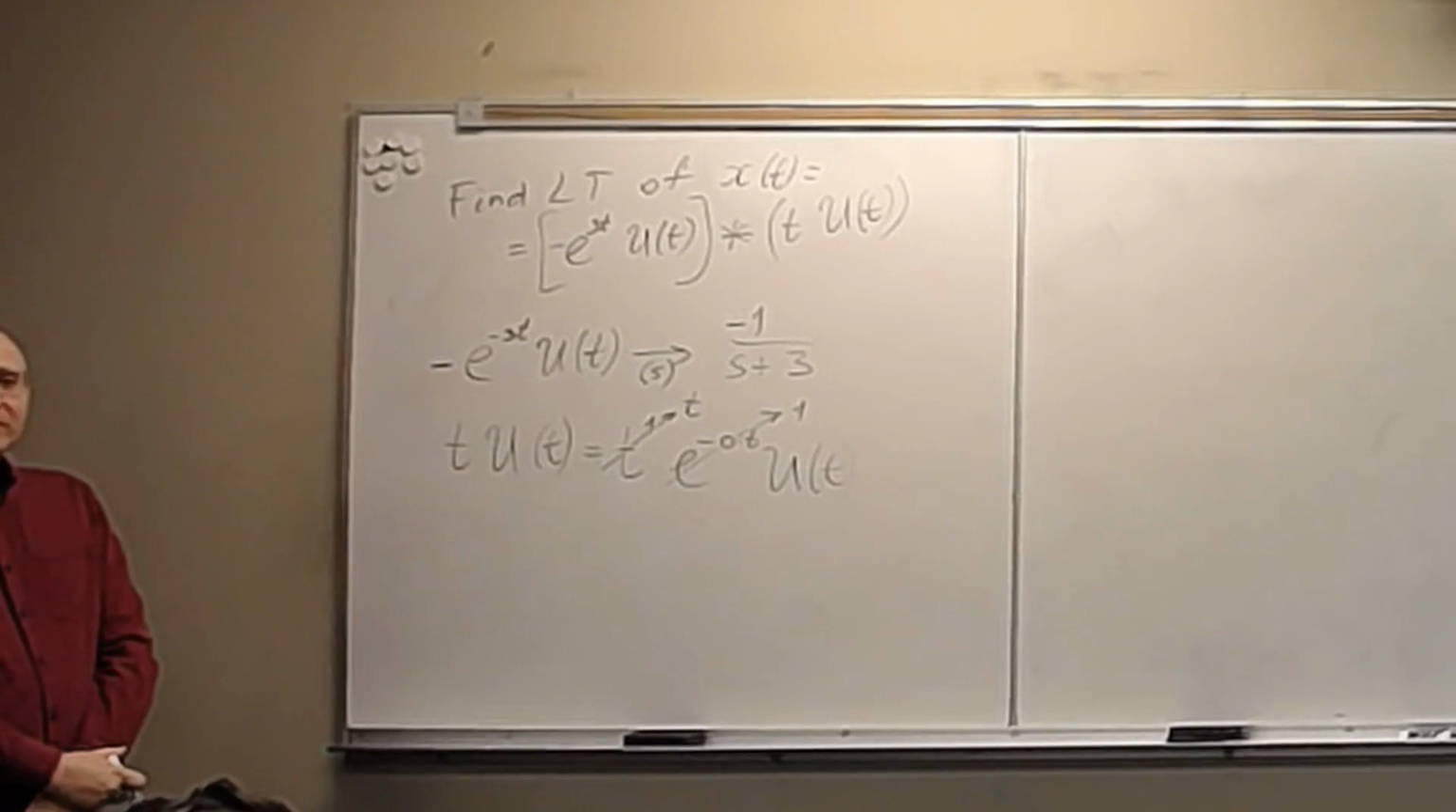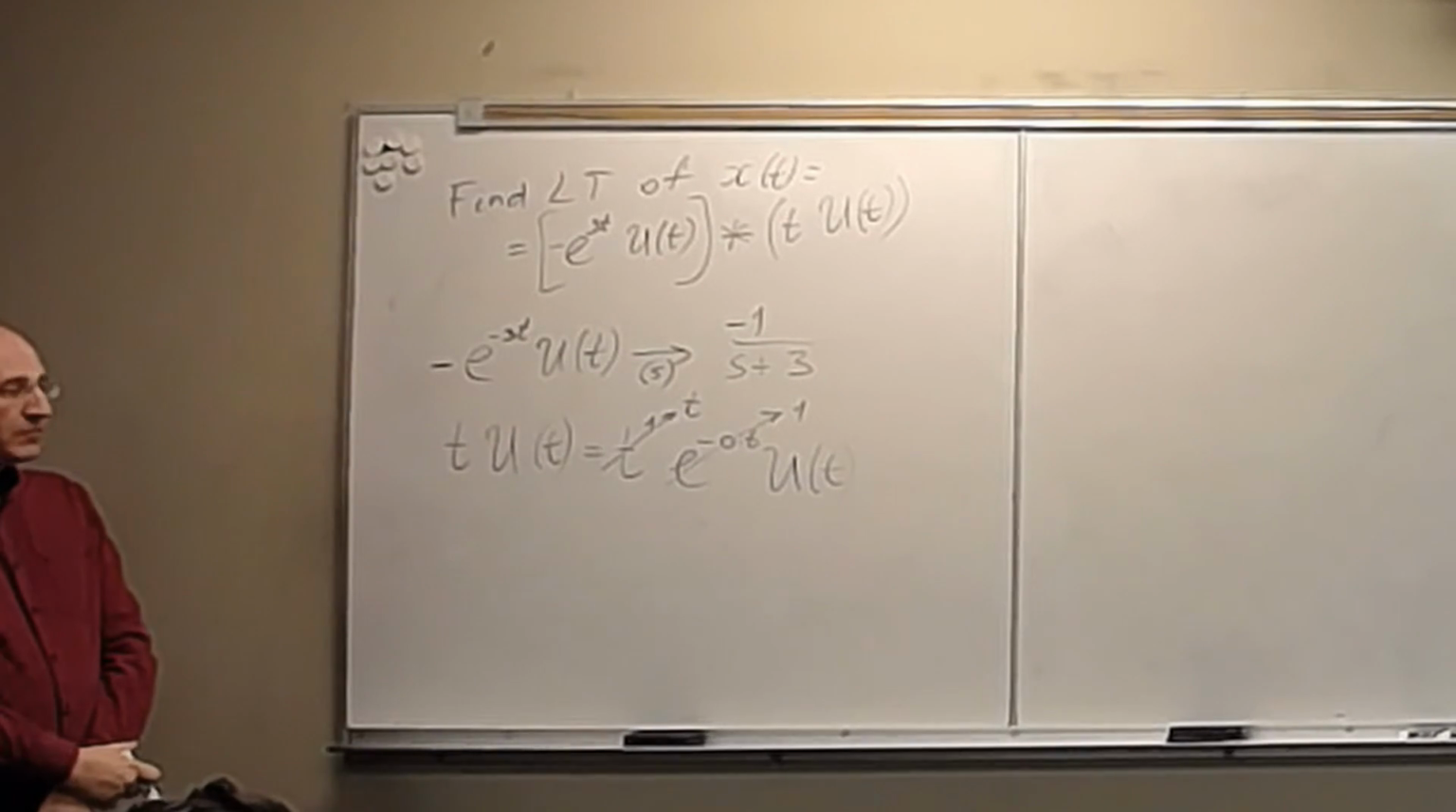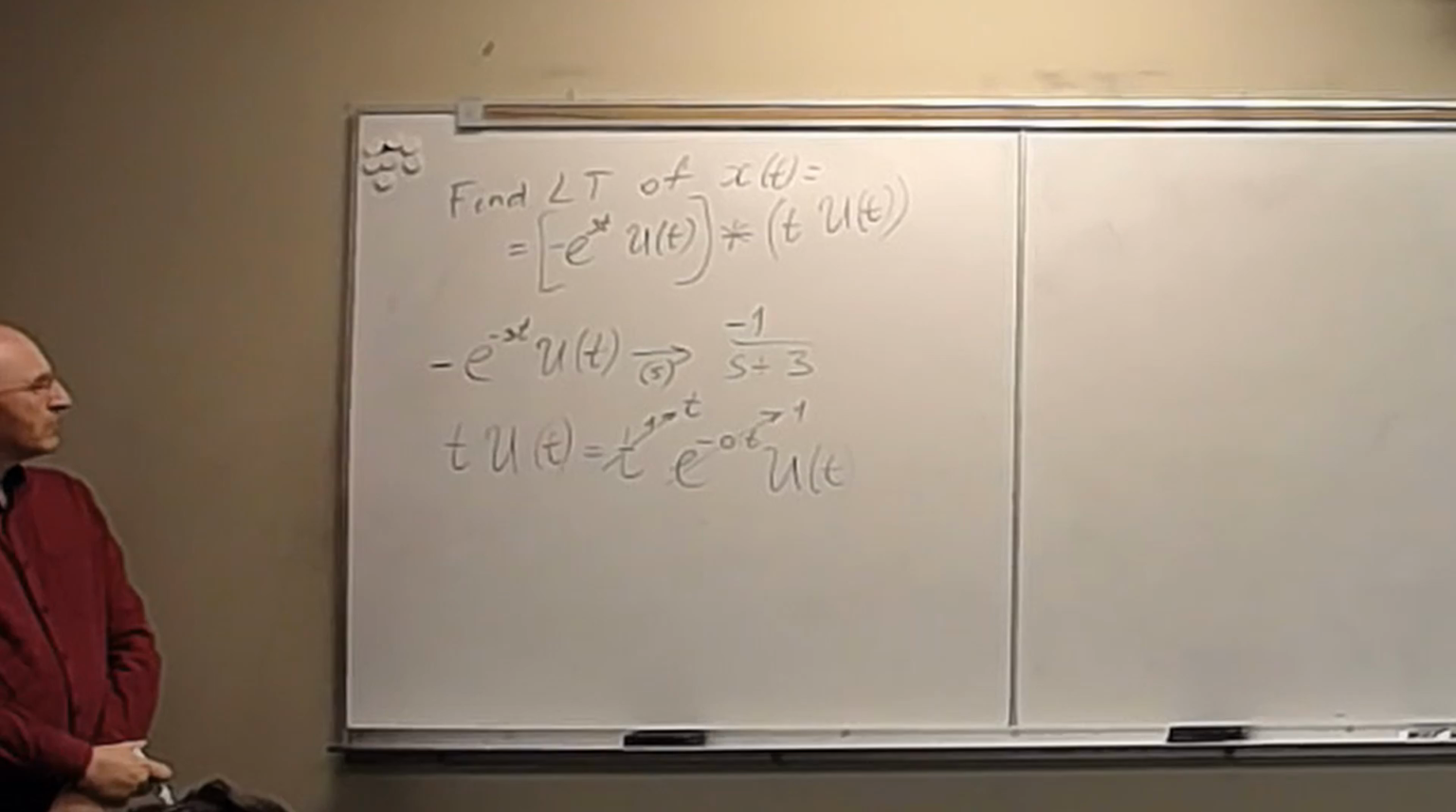Yes? On the first one, you put negative e to the -3, but in the function you wrote there is positive 3 in the exponent, 3t.